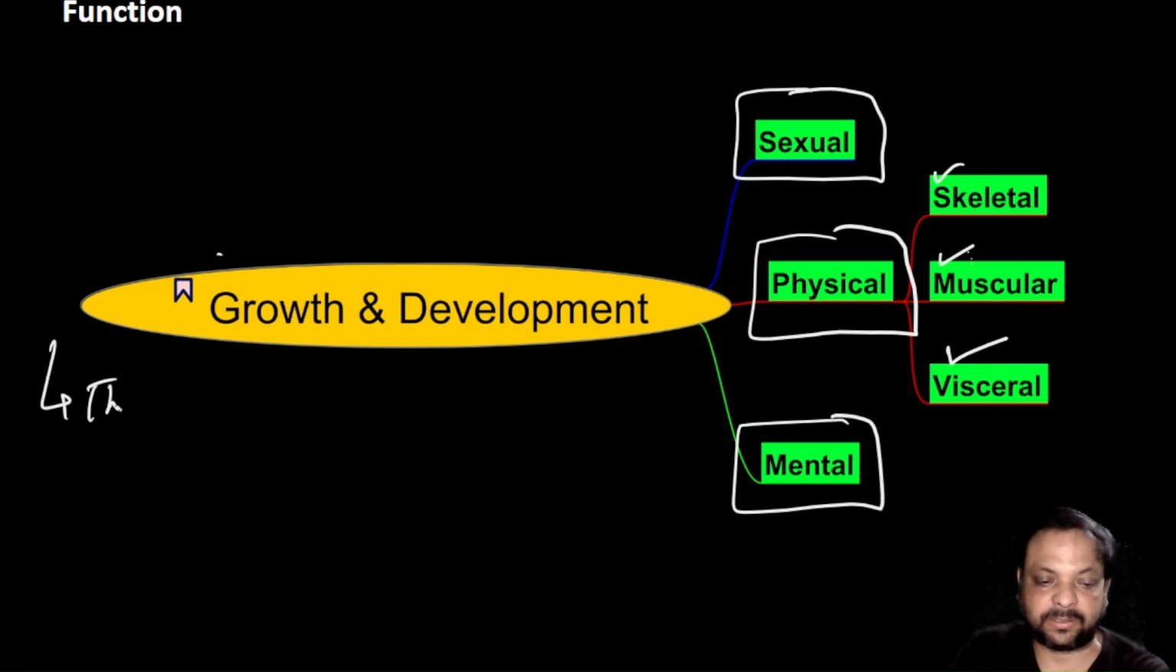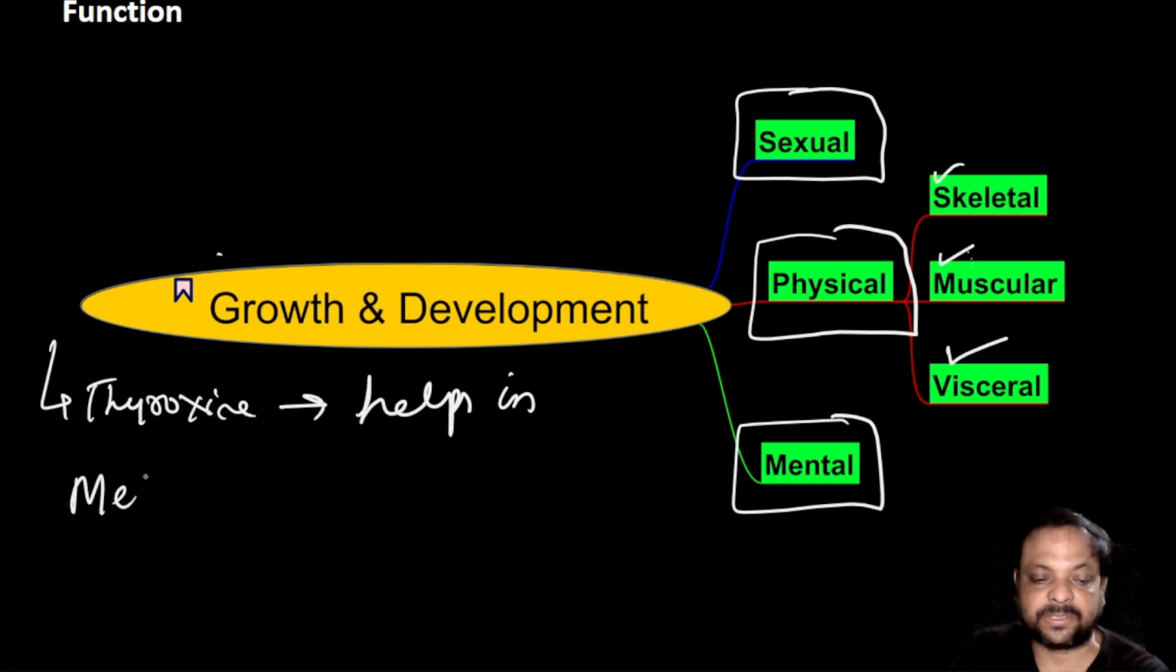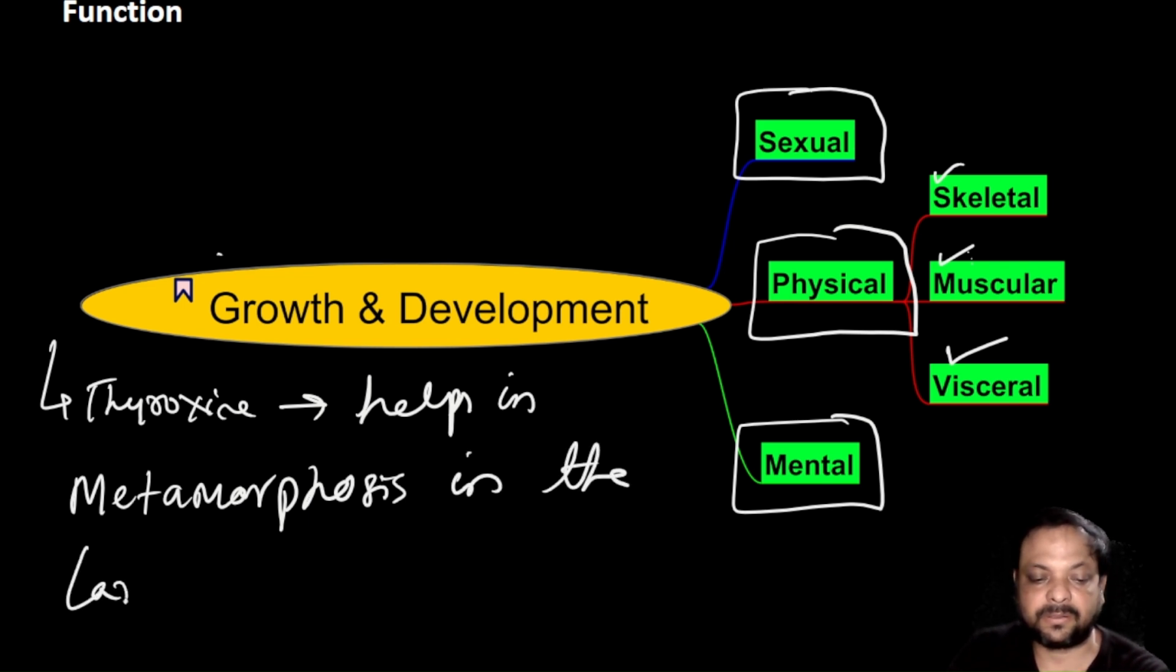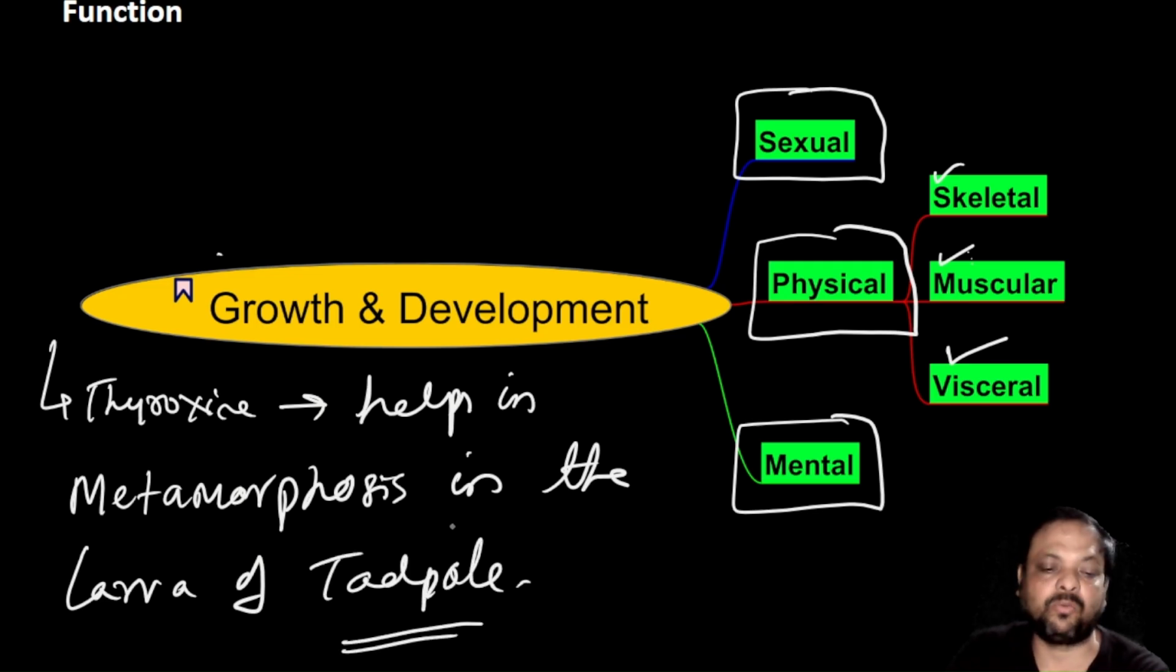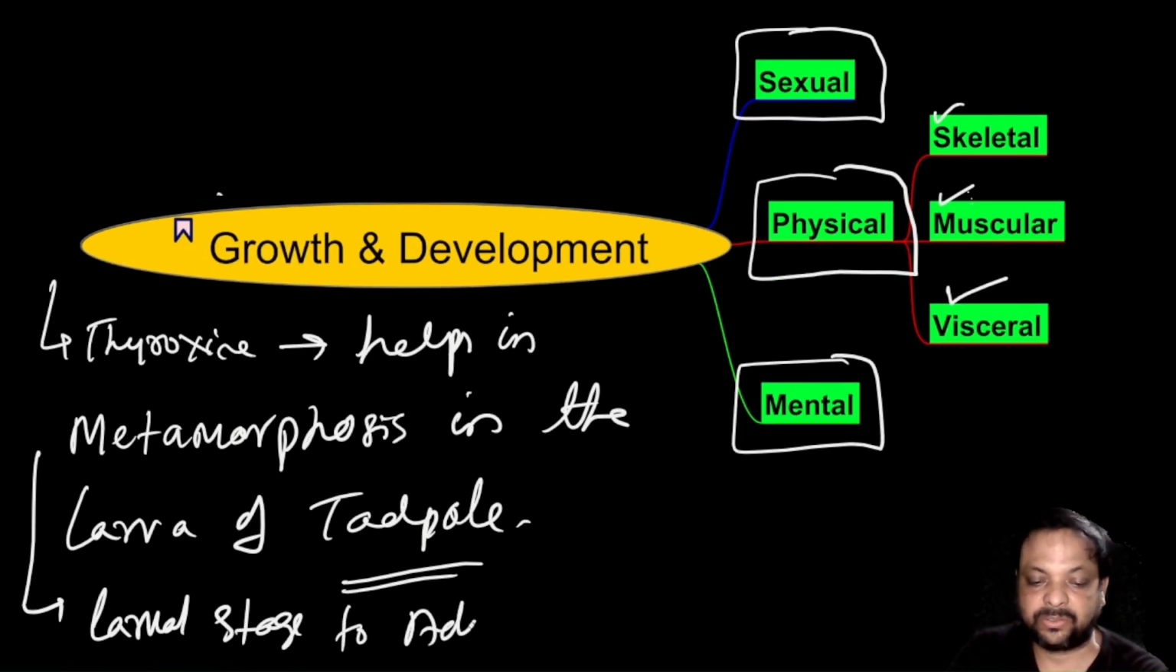And this thyroxine hormone normally helps in metamorphosis in the larva of the tadpole. This is a very important hormone that causes metamorphosis, that means conversion of the larval stage to the adult stage. So what is metamorphosis? That is the conversion from the larval stage to the adult stage.